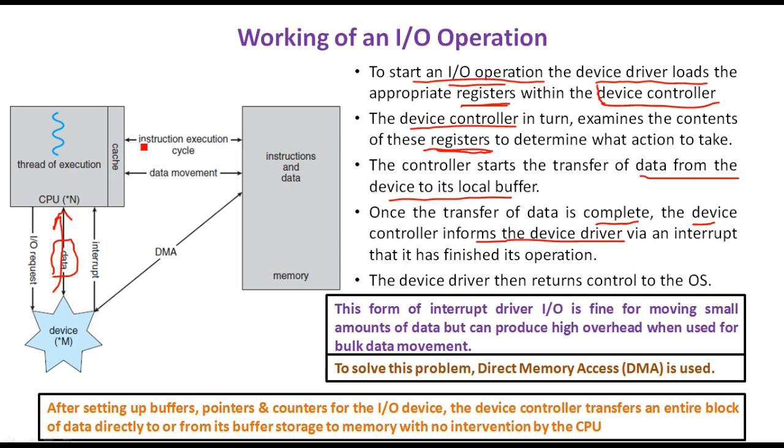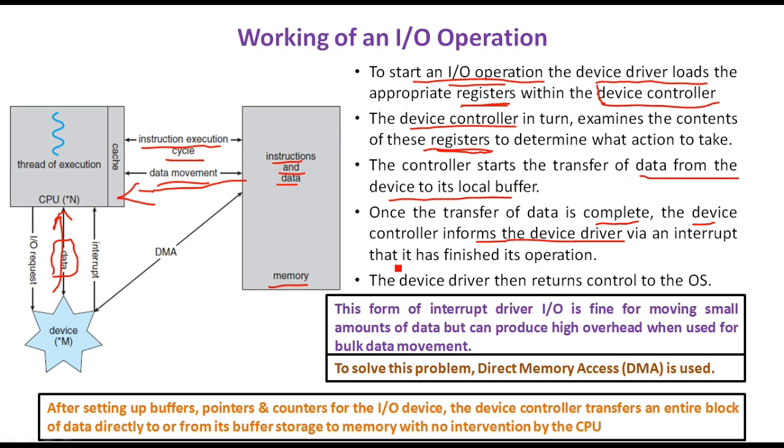Thereafter the instruction execution cycle takes place and the data movement takes place from the memory to the CPU. The instructions and data are stored in the memory, and all the instructions and the data movement take place between the memory and the local buffer once the device sends the data to the local buffer.